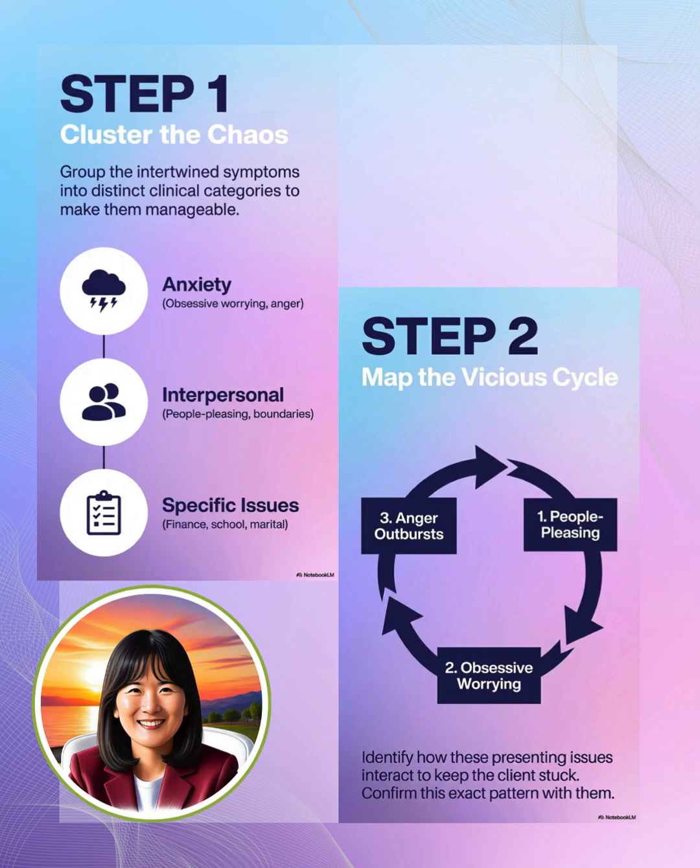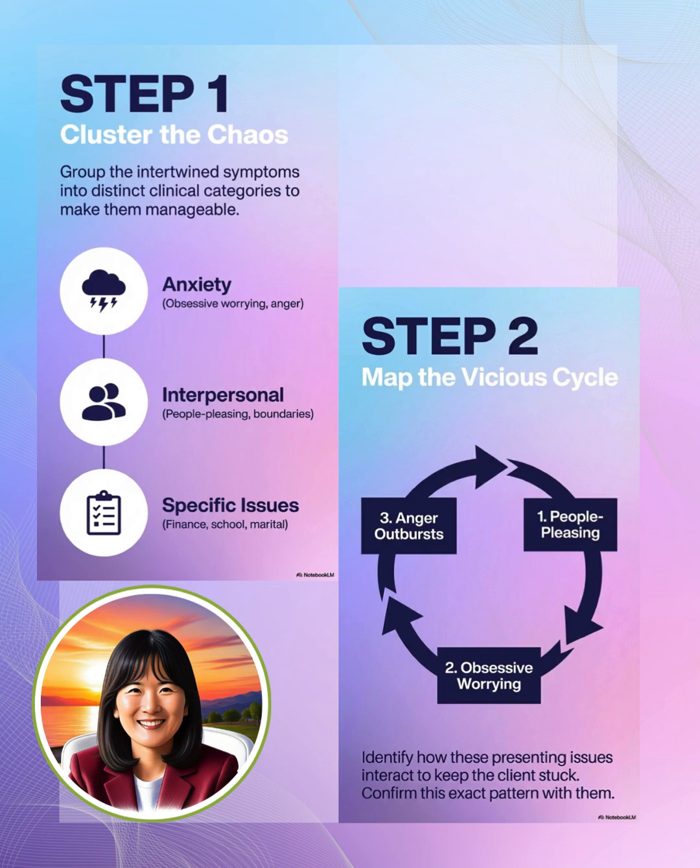My first strategy is to identify different clusters of the issues. For example, the issue might cluster around anxiety, such as obsessive thinking, predicting the future, and anger outbursts. Interpersonal relationships, such as people pleasing, difficulty setting boundaries, and specific issues, such as finances, academic performance, or marital issues. Then I try to identify how the presenting issues interact with each other to create a vicious cycle or a pattern that keeps the client stuck.